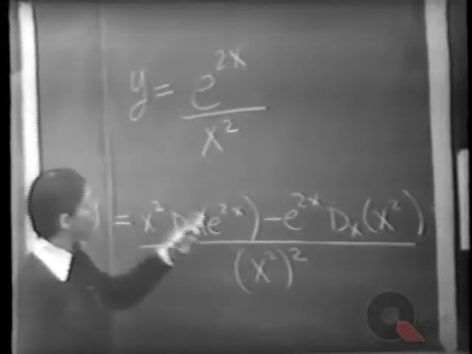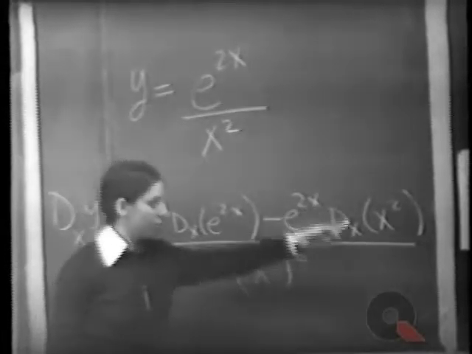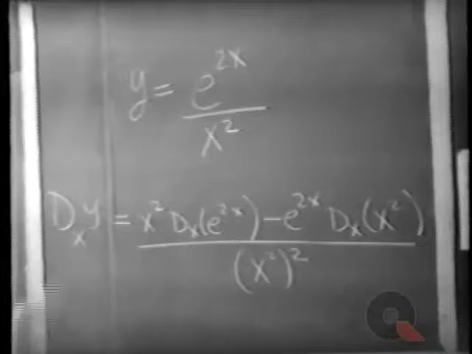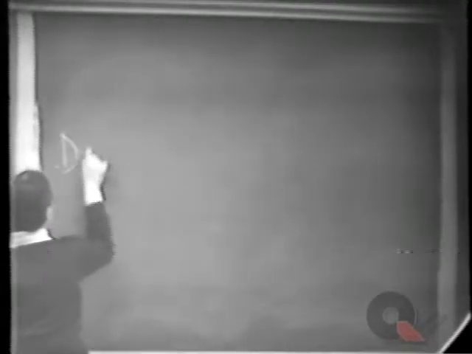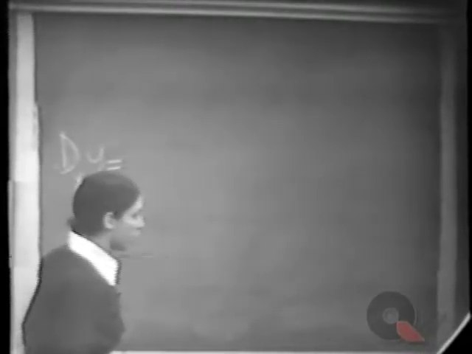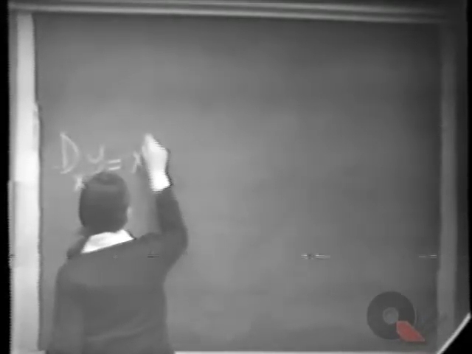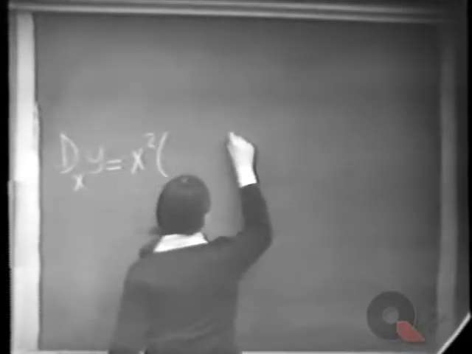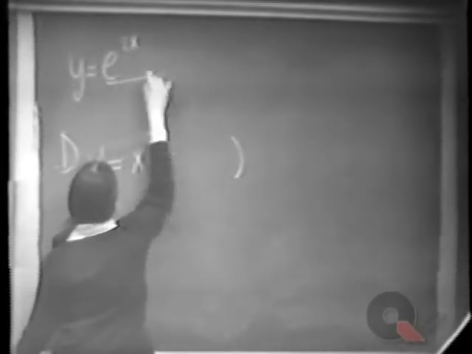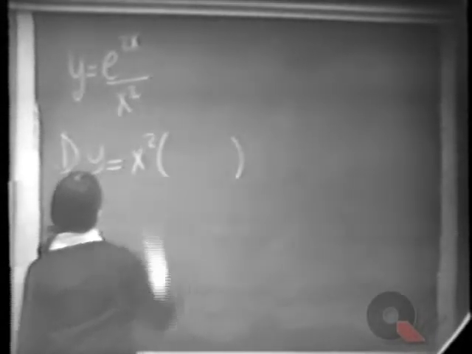Denominator times the derivative of the numerator minus the numerator times the derivative of the denominator, all over the denominator squared. Let me finish it off over here. We then get that the derivative of y with respect to x is equal to the denominator, which was x squared. Now the derivative of the numerator. Remember, the original problem is e to the 2x over x squared. This is what we're trying to differentiate.